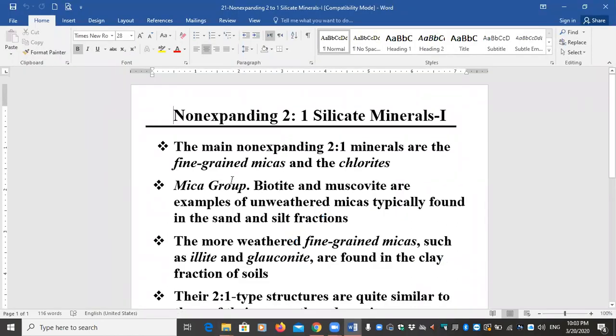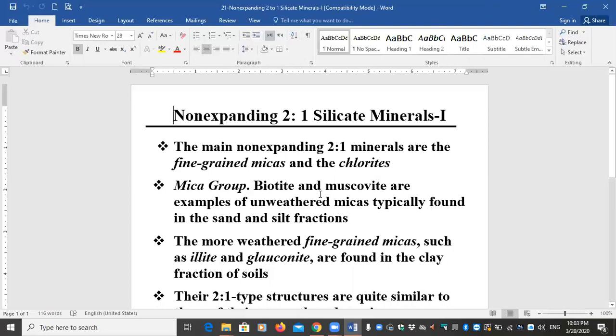Okay, today we'll start talking about the non-expanding 2 to 1 silicate minerals. We have already discussed the expanding silicate minerals. The main non-expanding 2 to 1 minerals are the fine-grained micas and the chlorites. The mica group, the biotite and muscovite, are examples of unweathered micas typically found in the sand and silt fractions.